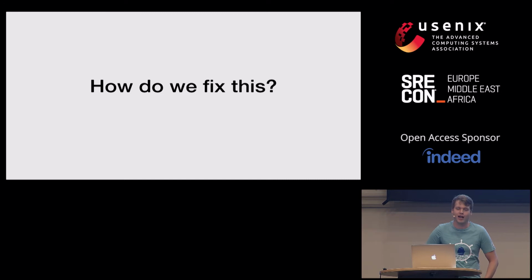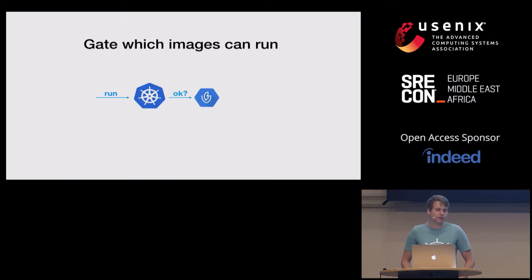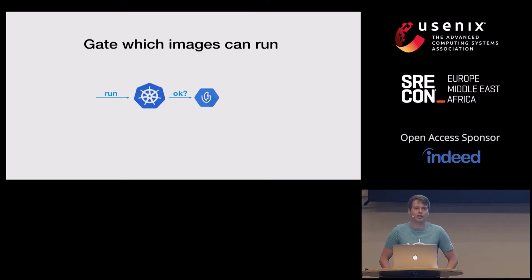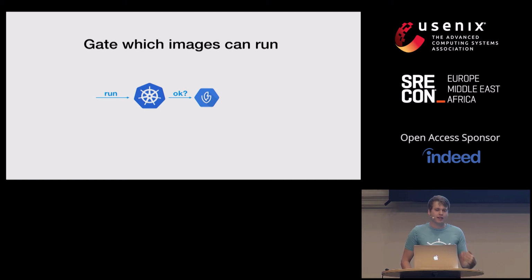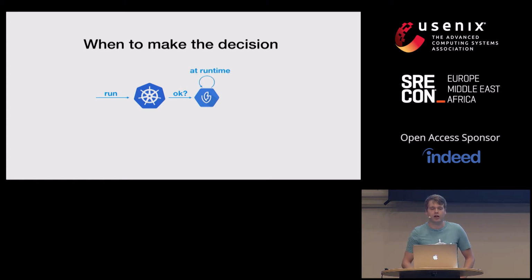So the question now must be, how do we fix this? And well, super easy. We just introduce a new service, which you can see here on the left, on your right, sorry. So when you start a new container in Kubernetes, we just have it ask whether it's OK to run the new container or not. Which obviously begs the question, when do we want to make this decision?